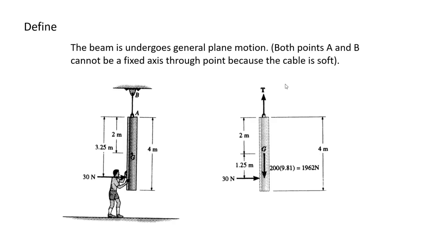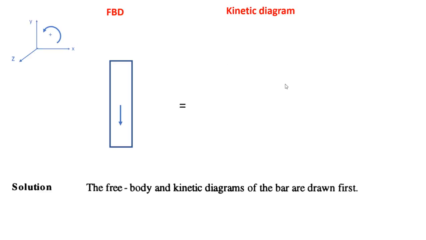So we start, once again, by defining the problem. The beam undergoes general plane motion. Both points A and B cannot be fixed axes through the points because the cable is soft, so the cable itself may swing. Now define the free body diagram. We have the weight going downward at G, the tension going upward at point A, and at point B we have the force of 30.